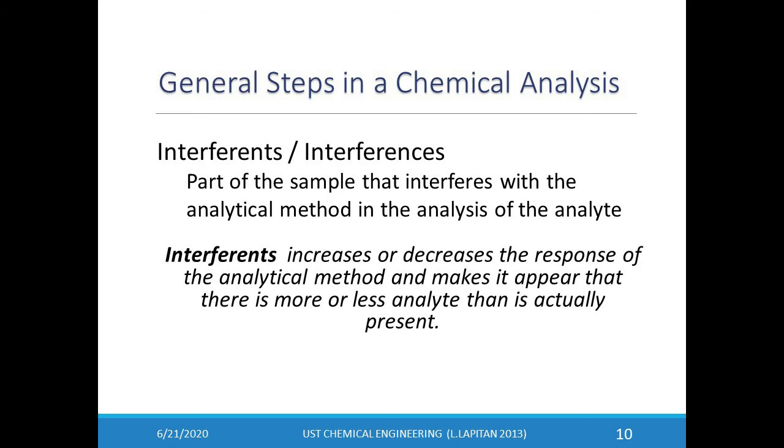Now, once we have the sample prepared and converted the analyte to an appropriate form for the measurement, the next step is to eliminate interferences. Now, what are interferences? Interferences are other species in addition to the analyte that can affect the measurement. These species can increase or decrease the response of the analytical method and make it appear as if there's more or less analyte than is actually present.